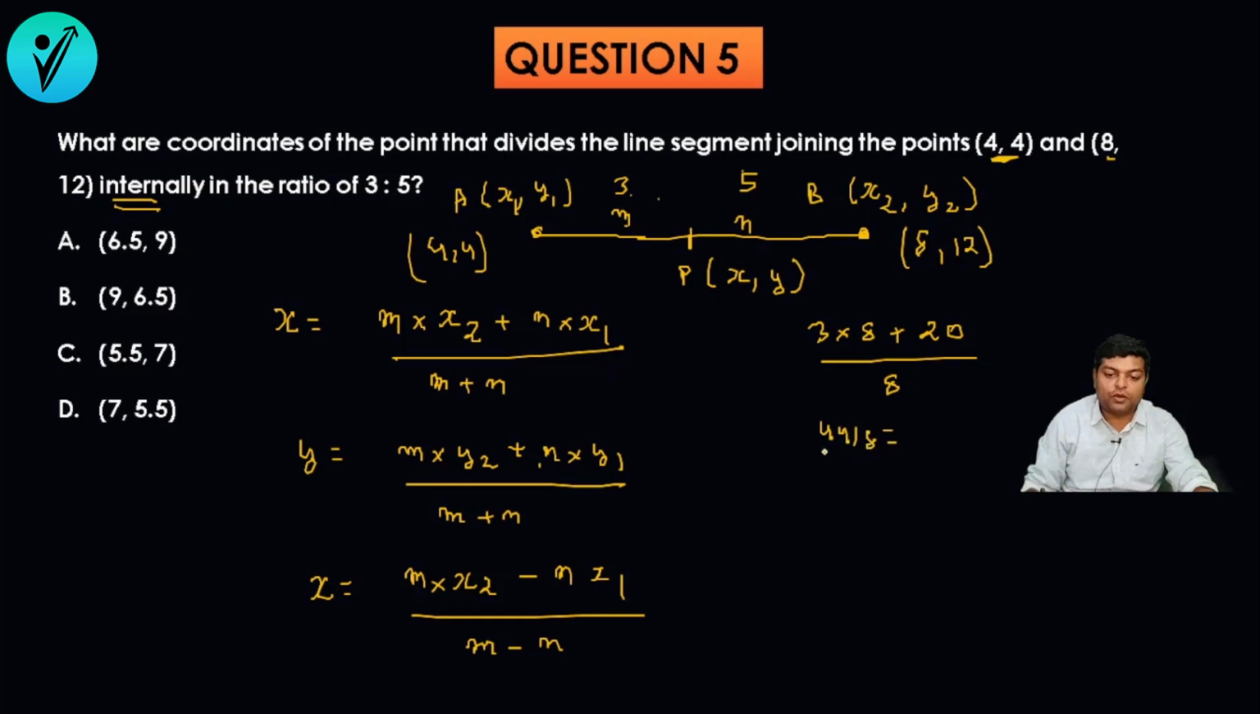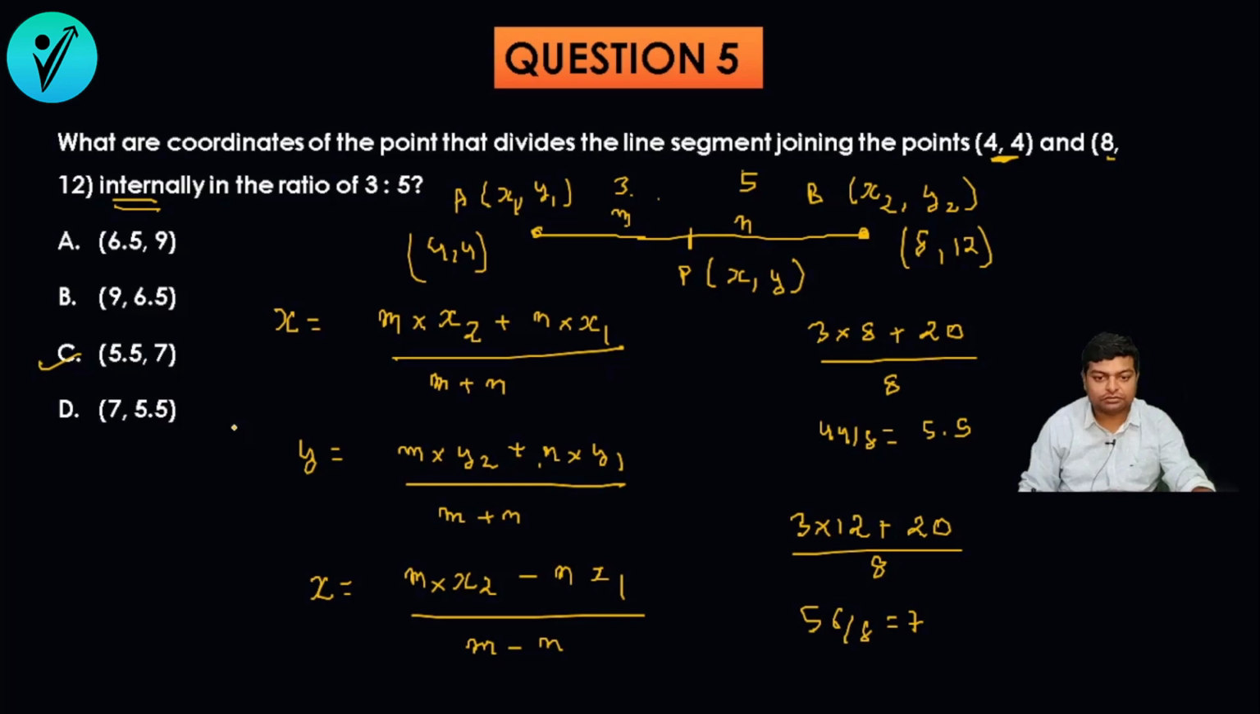So 44 upon 8. What will be the value? It will be 5.5, right? Only one option has 5.5, so definitely C will be the answer. But just cross check with y also. For y, I'll be writing 3 into 12 plus 5 into 4, which is again 20, divided by 8. So 3 into 12 is 36, 36 plus 20 is 56, and 56 divided by 8 is 7. So the correct answer is option C. Very easy question, simply a formula based question. Simply put the formulas and get the answer.